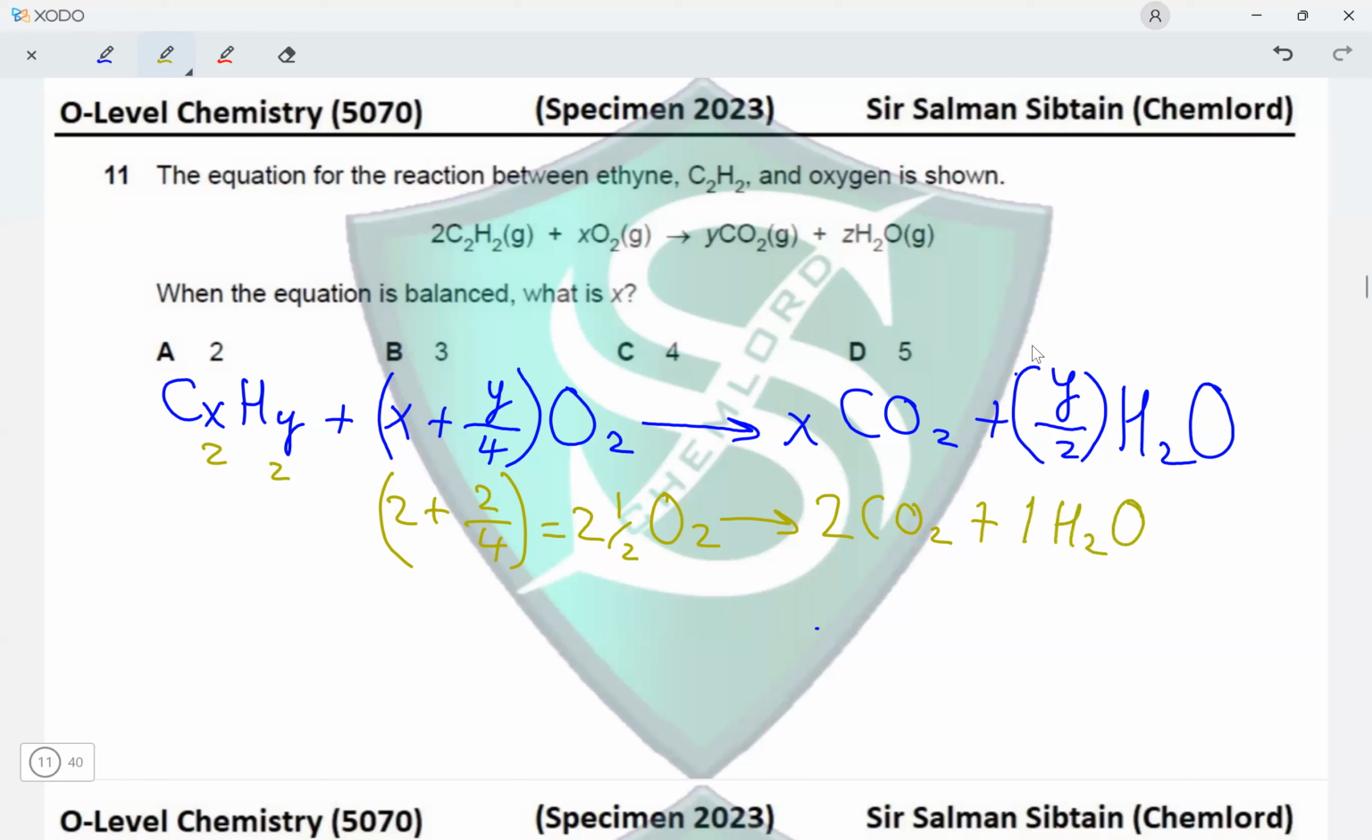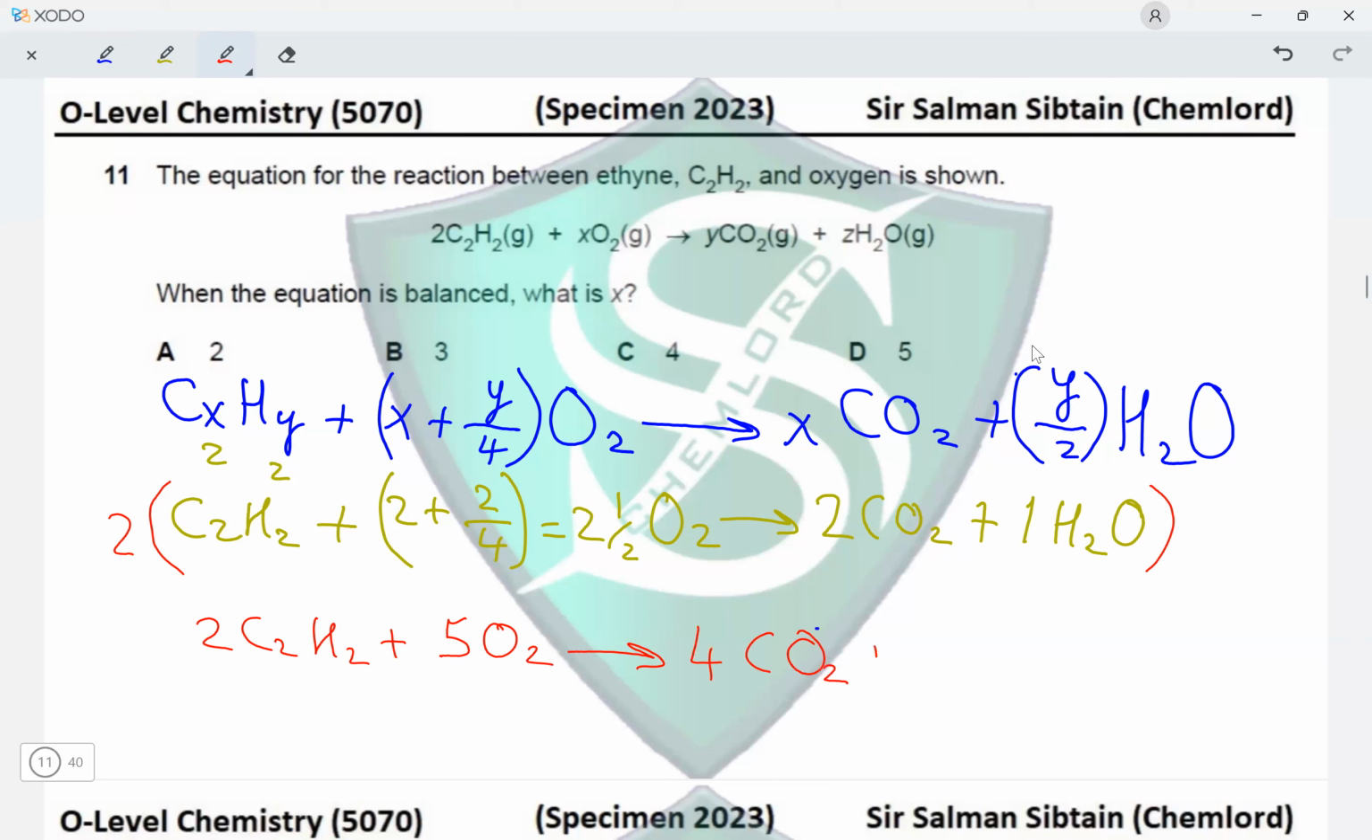But as you can see, this is for the combustion of 1 mole of C2H2. The equation given in the question has 2 moles of C2H2 present in it. So we would multiply this equation by 2. When we multiply by 2, we end up with 2 moles of C2H2 reacting with 2.5 times 2, which is 5 moles of O2, giving us 2 into 2 is 4 moles of CO2 plus 1 into 2 is 2 moles of H2O. So this is our balanced equation for combustion of C2H2 as given in the question.